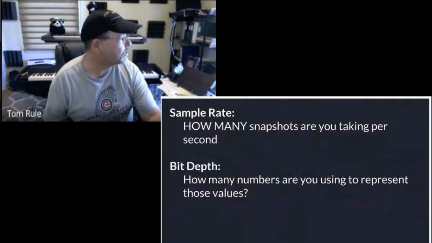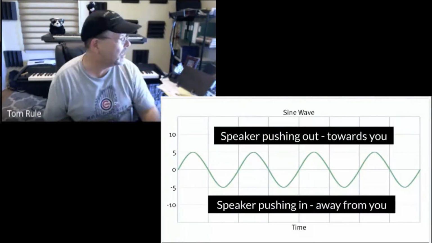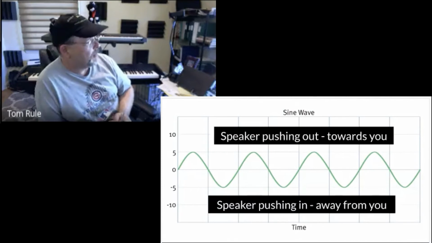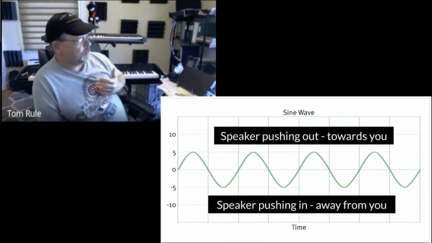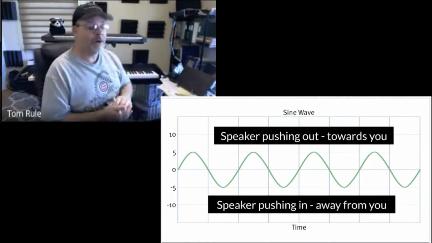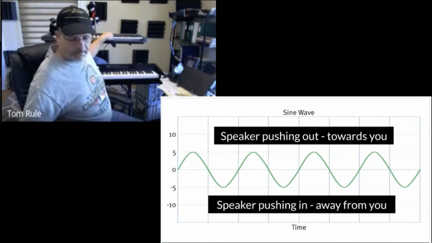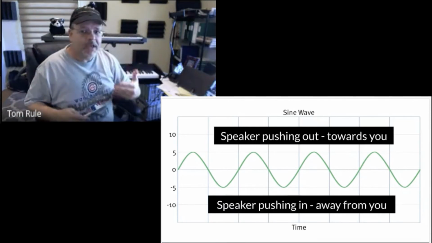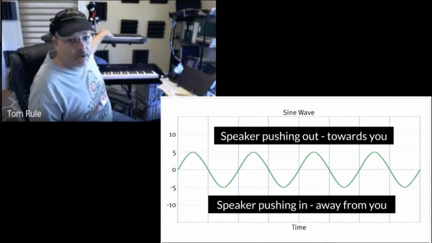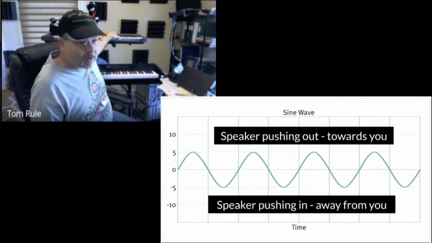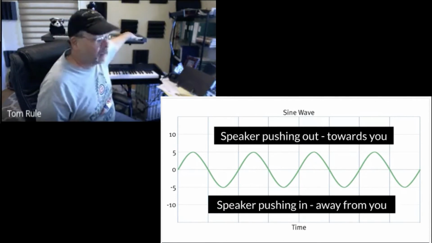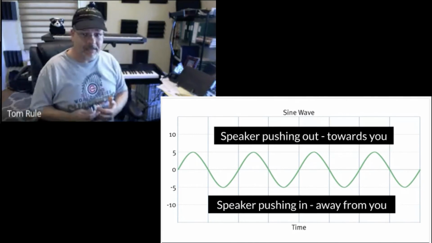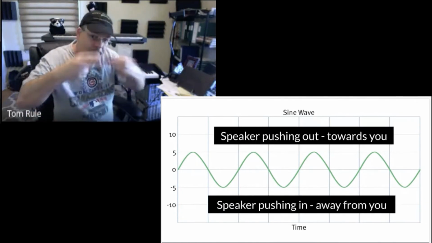All right, that's kind of what I was just talking about. That's a real sine wave. Different scale there. They've got 5 and 10 and -5 and -10. So you've got the speaker pushing out towards you, speaker pushing in. So if it's a higher pitch, it's moving many more times a second. This is 440 times a second. That would be 880 times a second, 1760 times a second.